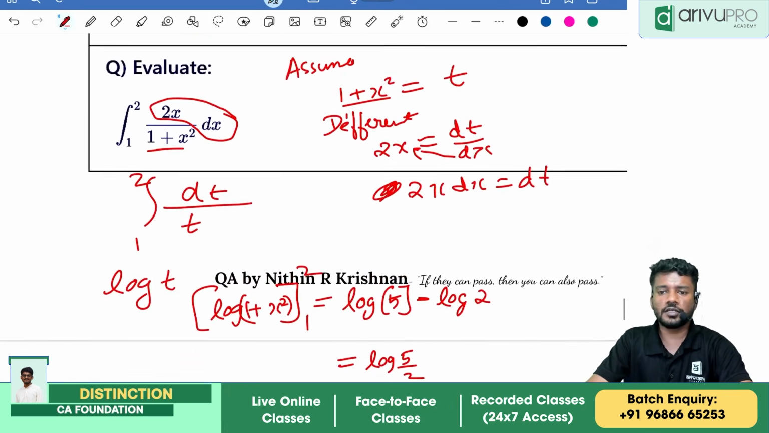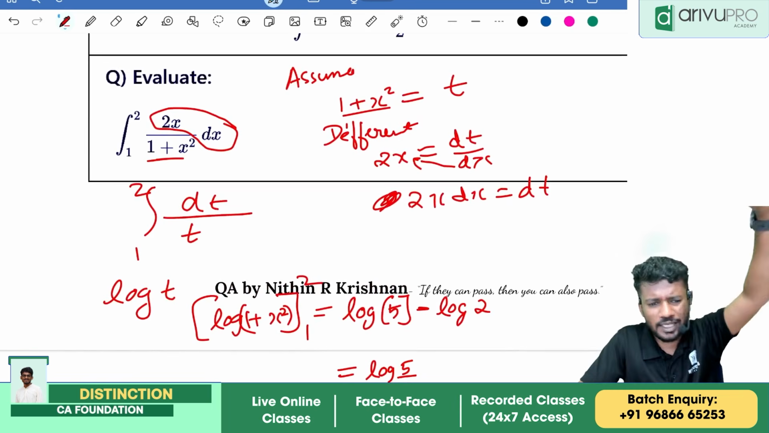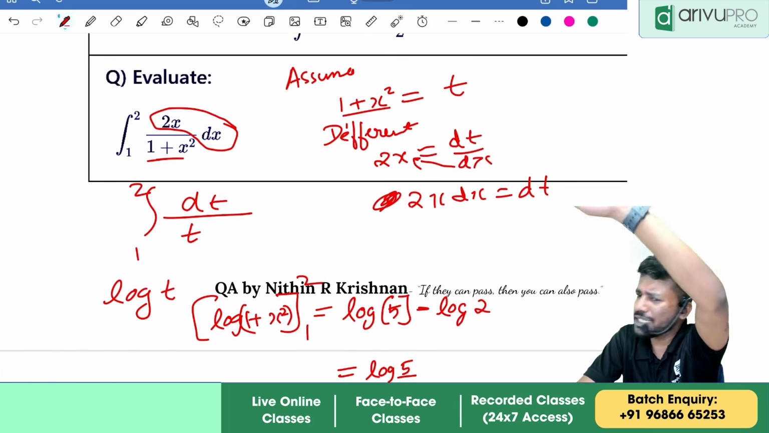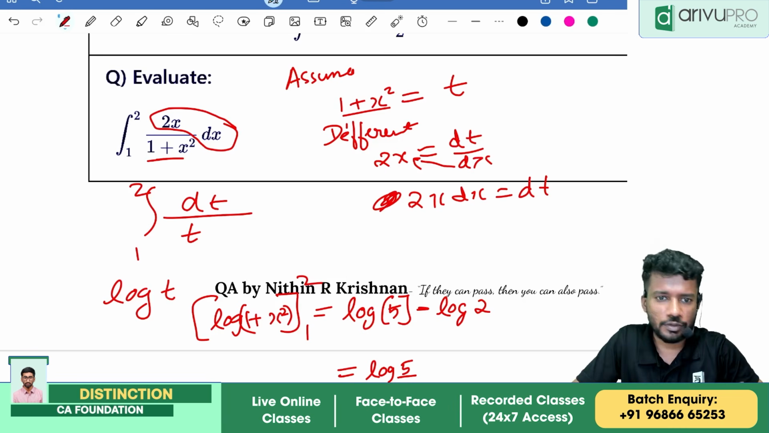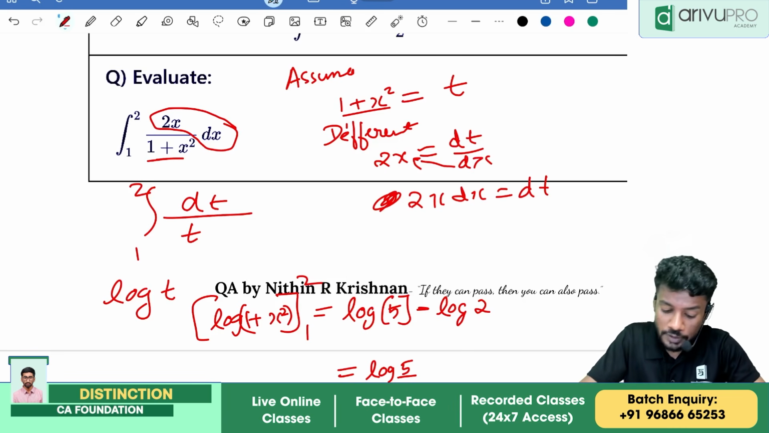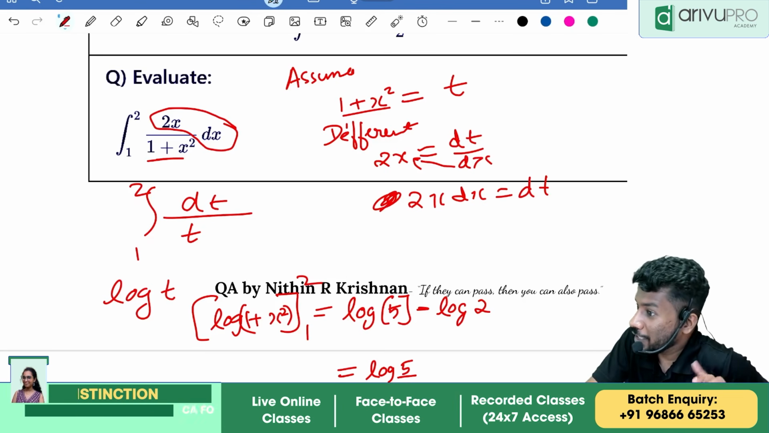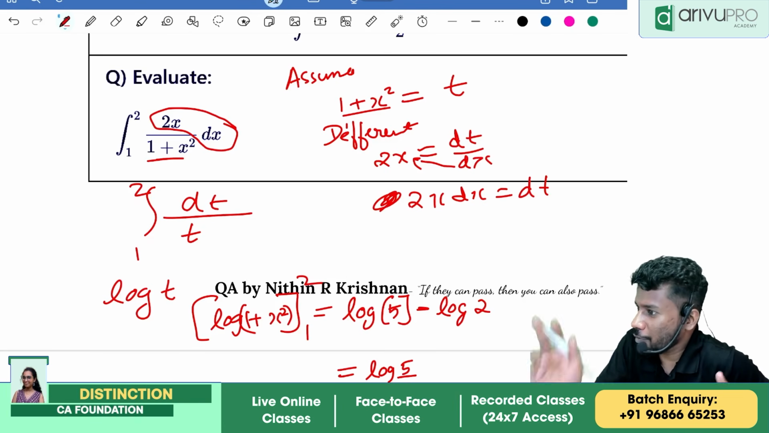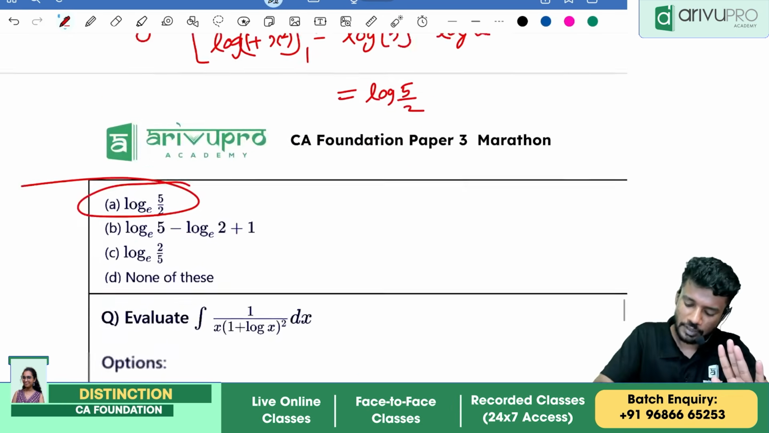Did you understand? So what are we doing? We make some assumption: this is equal to t, or this is equal to y, or a, b, c, d, whatever you want to assume. Then take the derivative and substitute. What about the constant? For a definite integral, is there any constant? No. When we take upper limit minus lower limit, the constants C and C will get cancelled off.